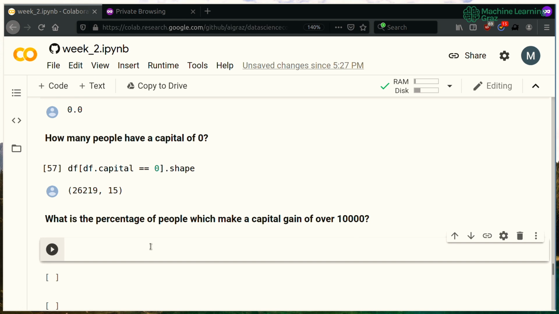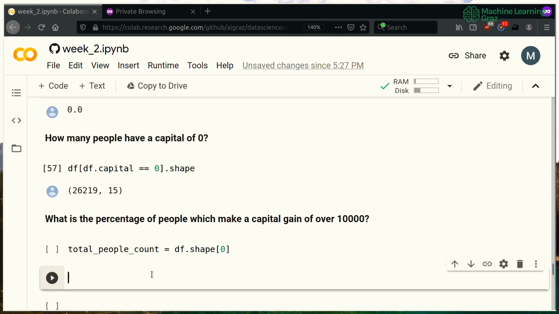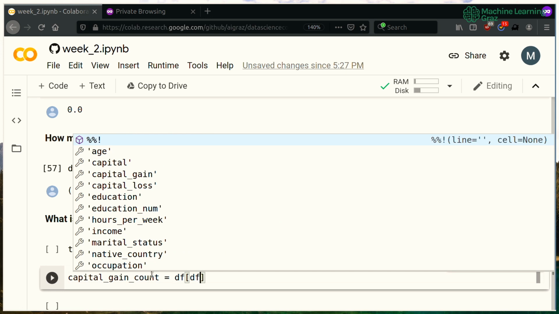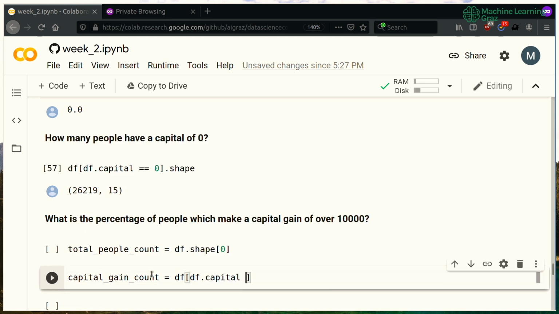So let's get first the total amount of people. Let's define a new variable where we save them. So total people count, and this is equal to data frame shape 0. How do we get the capital gain count people, Bogdan? We need to use, I believe, count command, if I'm not mistaken. So we would write df capital bigger than 10,000, and then we will write shape 0 again. And this would give us the amount of people which have over than 10,000.